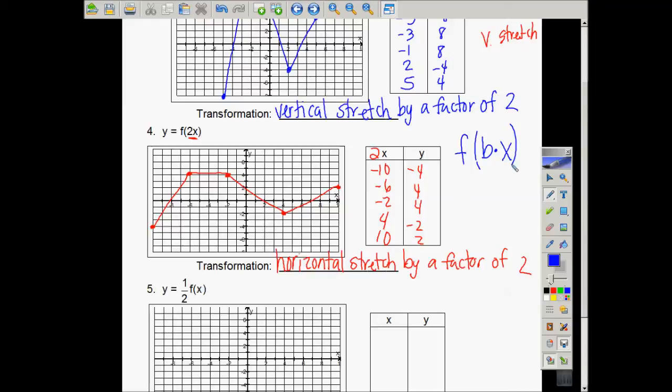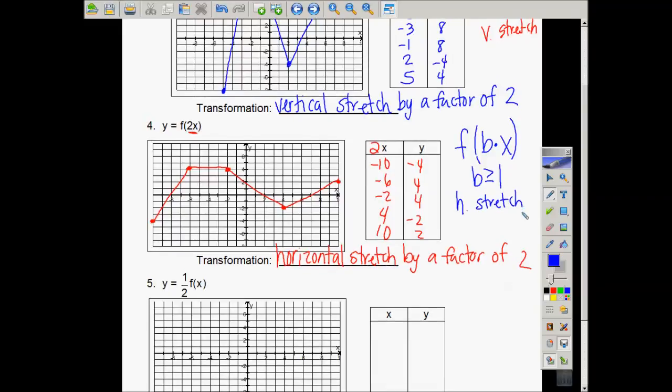We entertain. So B's on the inside, and what is B? X. Okay, so if B is greater than or equal to 1, what happens to my function? It stretches horizontally. What if it's the other way? It shrinks. That's what we're getting to. Using all these different letters. H stands for horizontal.